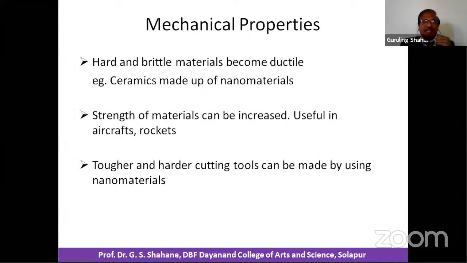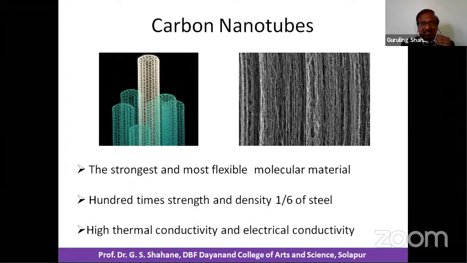Mechanical properties are also affected by the size. Hard and brittle materials become ductile. Strength of materials can be increased. So it is very useful in preparing materials. A lightweight material but having high strength, useful for aircraft, rockets, etc. Tougher and harder cutting tools can be made by using nanomaterials.